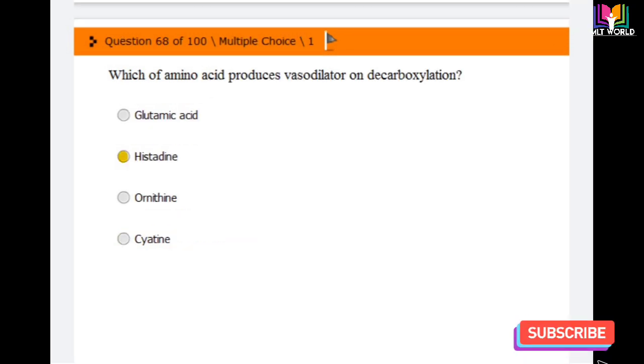Question number 68. Which amino acid produces a vasodilator on decarboxylation? Options are glutamic acid, histidine, ornithine, cytidine. And the correct answer is histidine. Histidine is the amino acid that produces a vasodilator on decarboxylation.